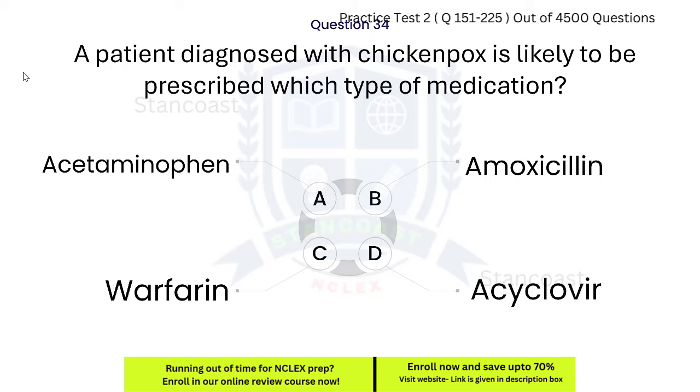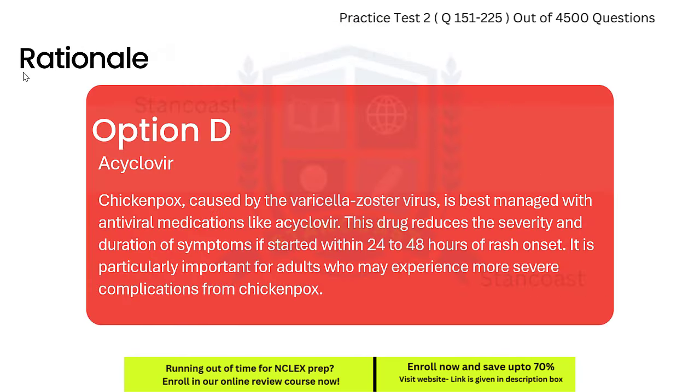The correct answer is D. Acyclovir. Chickenpox, caused by the varicella-zoster virus, is best managed with antiviral medications like acyclovir. This drug reduces the severity and duration of symptoms if started within 24 to 48 hours of rash onset. It is particularly important for adults who may experience more severe complications from chickenpox.